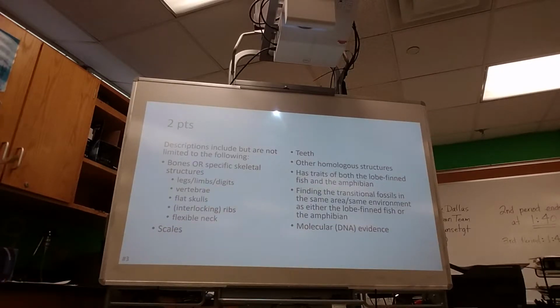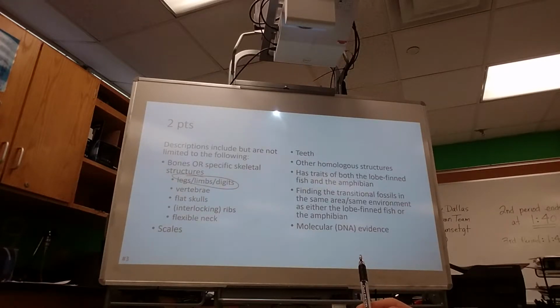Look, teeth. Okay, yeah, we can say teeth, because fishes have teeth. I didn't know amphibians have teeth. I don't know if fishes have teeth. Sharks. Nah, fishes have teeth, like real people teeth. Anyway, we talked about specific skeletal structures, so legs, limbs, and digits. Vertebrae. That's their back, isn't it? They all have vertebrae. It might be the arrangement of the vertebrae that are a little different.